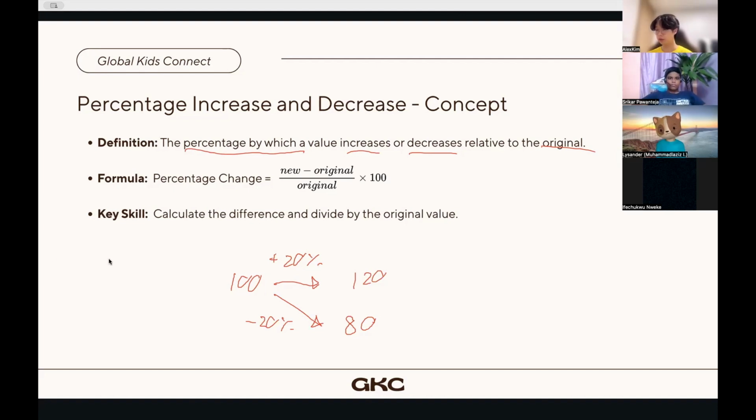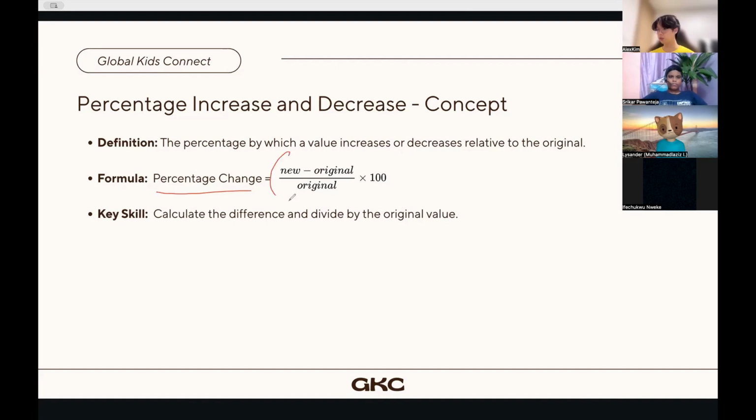And so we are given a formula for this, which is percentage change equals new minus original over original times 100. So this one is for finding the percentage change when we are given the initial and the final value. So let's say if we have an initial or original value of 100 and a changed value of 120, then we can find the percentage at which it increased.